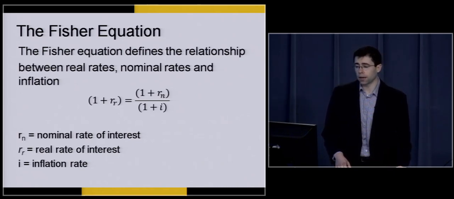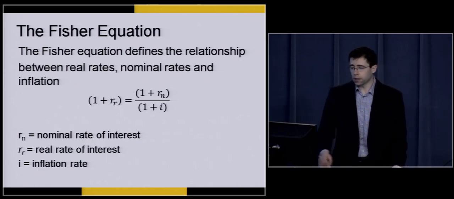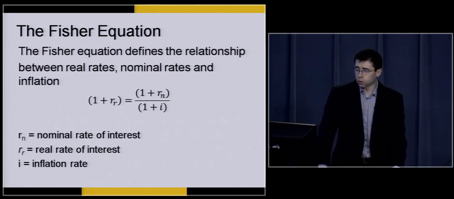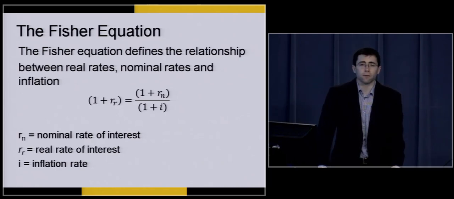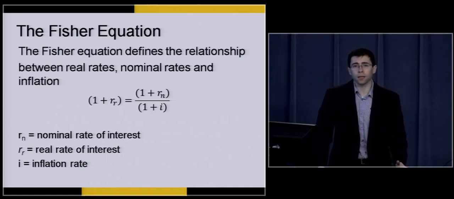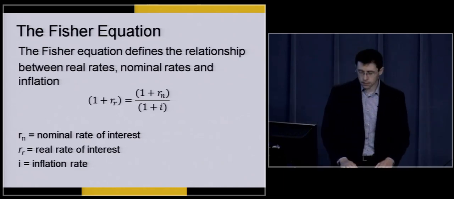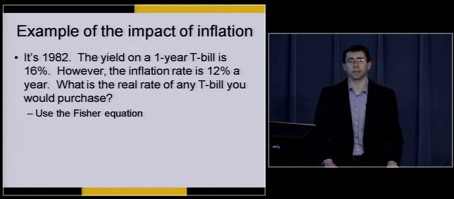Now, the Fisher equation essentially says that 1 plus our real interest rate is equal to the quantity of 1 plus our nominal interest rate divided by the quantity of 1 plus the inflation rate. All right, so how do we use this? Well, if we know our nominal interest rate, say our APR on a particular loan or the yield on a particular bond, and we also happen to know the expected inflation over the lifetime of that bond or that loan, we can calculate our real interest rate over that period. So let's do that. So let's take a look at an example of a period where there was a large amount of inflation in the U.S.